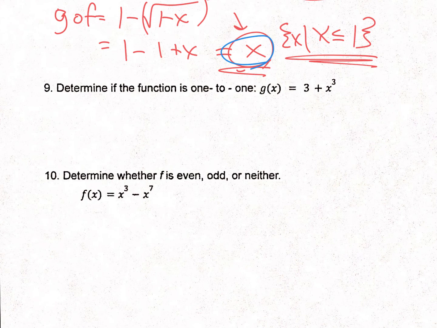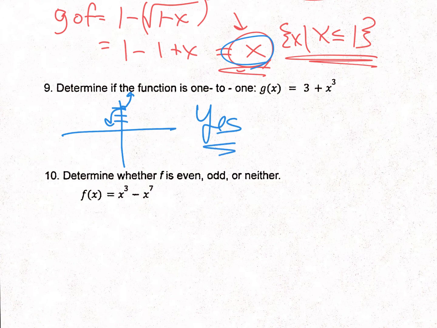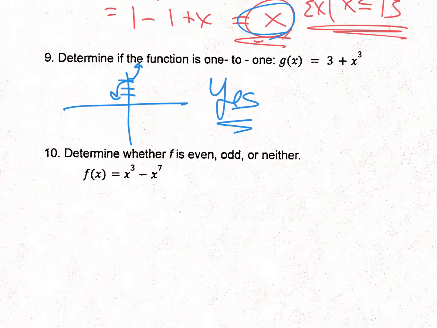Number 9, is it 1-to-1? It's only 1-to-1 if it passes the horizontal line test. You can punch it in your calculator if you want. It's one you should know though. It's going to go up that way, down that way. That's what it's going to look like. Looks just like that. Does it pass the horizontal line test? Yes, it does. Therefore, yes, it is 1-to-1. All there is to it.